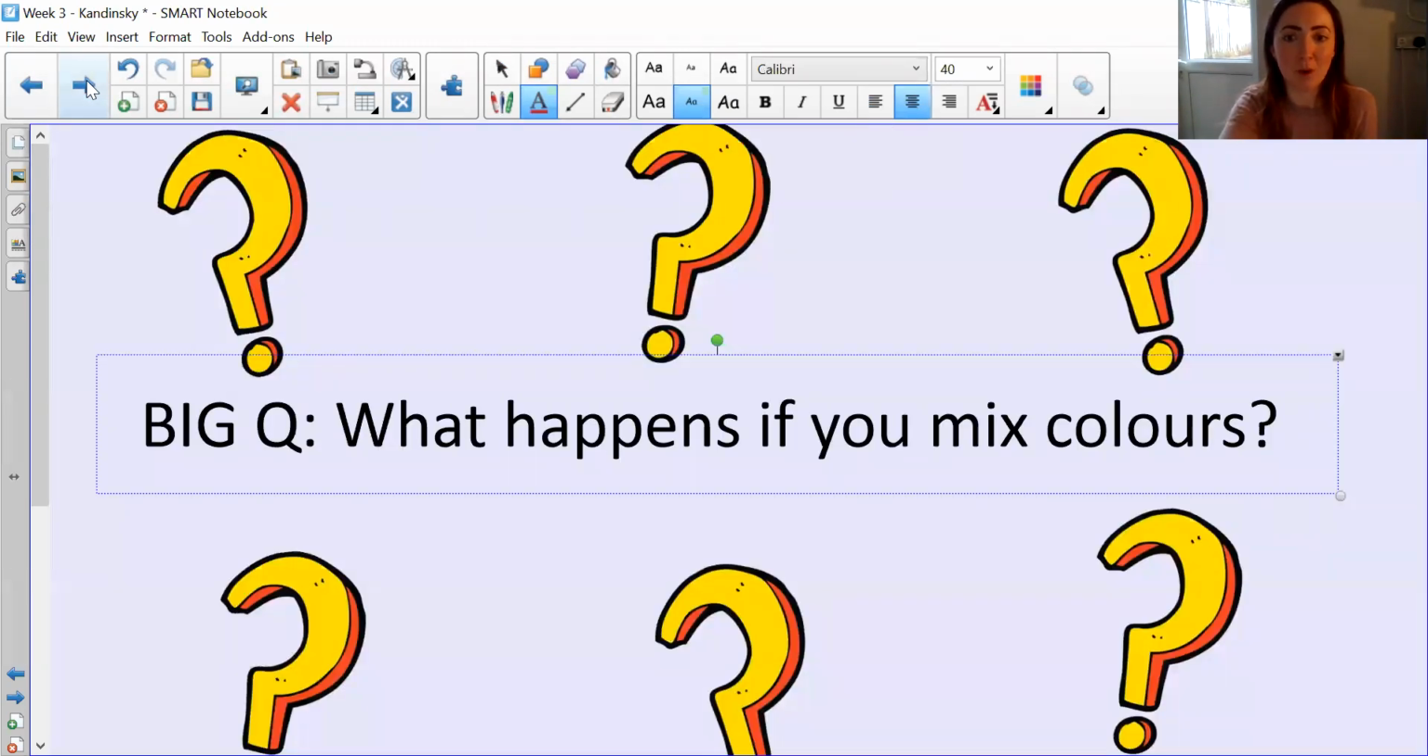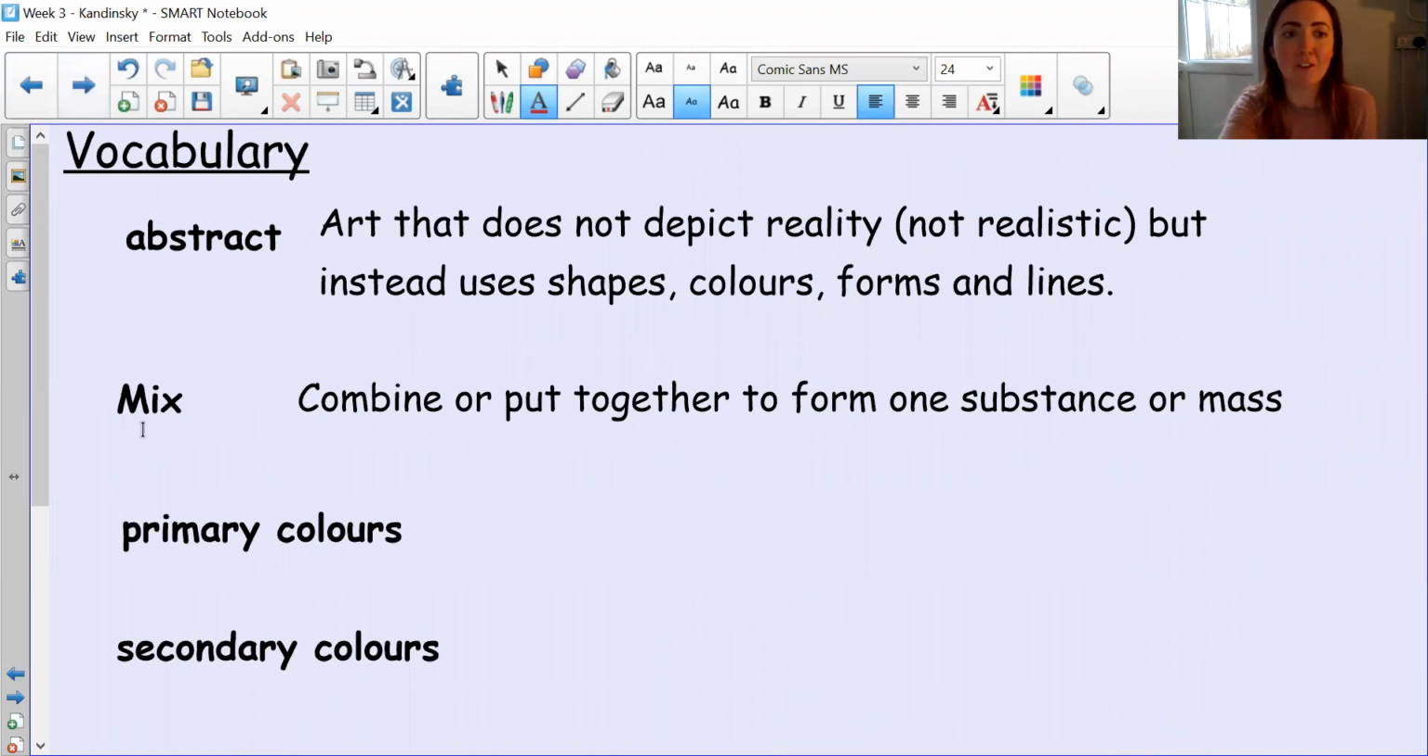So there's our big question. What happens if you mix colours? And our vocabulary for today. A couple of words that we've already looked at, just to go over them. Abstract, art that does not depict reality or is not realistic, but instead uses shapes, colours, forms, and lines. And mix means to combine or put together to form one substance or mass. In the case of mixing paints, it's taking two different paints, putting them together to make one new paint. And then primary colours and secondary colours, that's some vocabulary that we're going to be introduced to today.